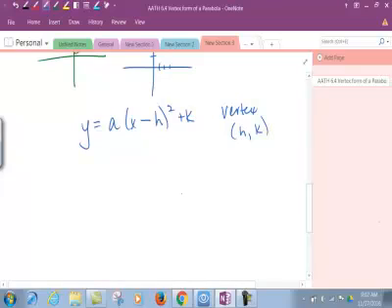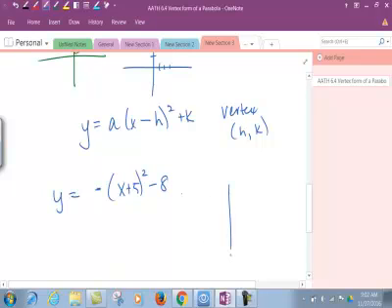Let's look at an example. If I give you y equals, and for fun let's put a negative in front, negative (x plus 5) squared minus 8, you would know these three things about the parabola. You would know that the vertex is 5 to the left and 8 down, so this is negative 5, negative 8. And because of the negative in front, the parabola is going to face down.